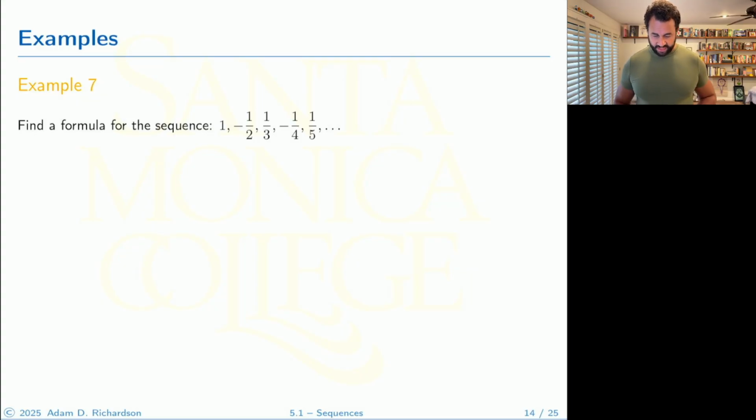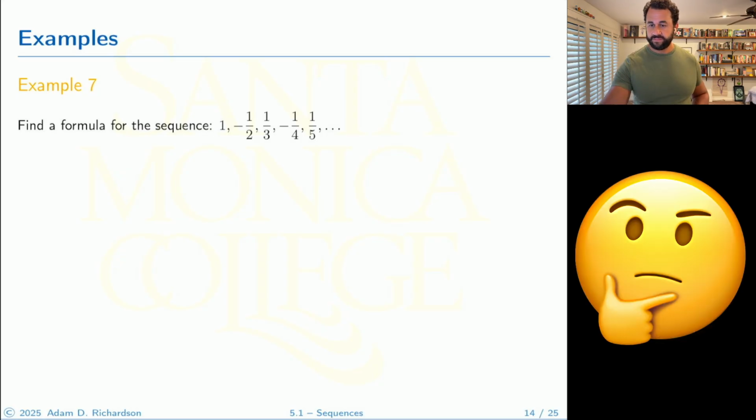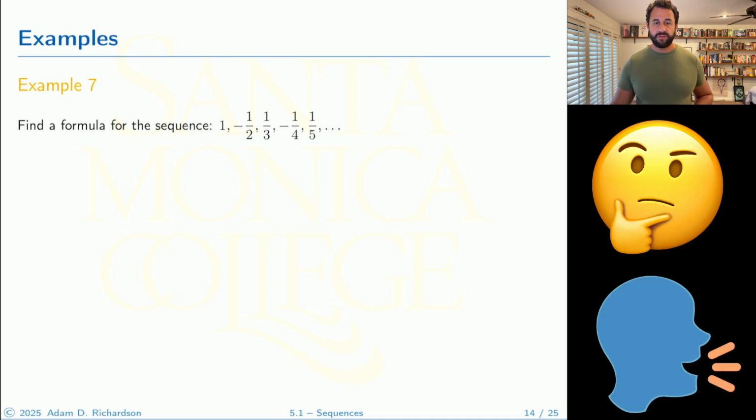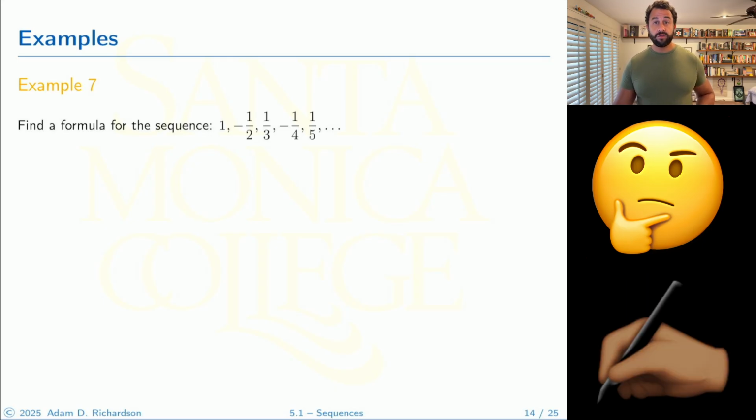Okay, now let's pick a sequence that's a little bit trickier. I want you to try this one on your own, but you may have to combine some techniques to get this one, all right? So take a look at this sequence. It's 1, negative a half, 1/3, negative a fourth, 1/5. All right, and just think about it for a minute. Now, give your brain some verbal feedback. Say something out loud, something you notice about that sequence. All right. And now try to find a formula for it. A closed formula. You get to choose the starting index. Go for it.